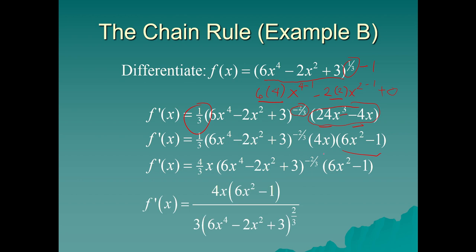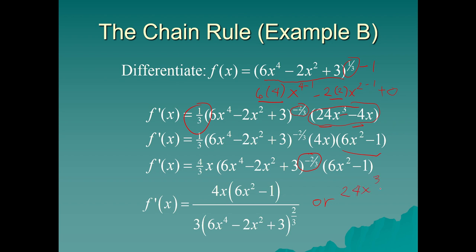And lastly, as you can see there is a negative exponent, we need to bring it down to the denominator. And here in the final answer, that's 4x times the quantity of 6x squared minus 1 all over 3 times the quantity of 6x to the power of 4 minus 2x squared plus 3, the quantity raised to the power of 2/3.